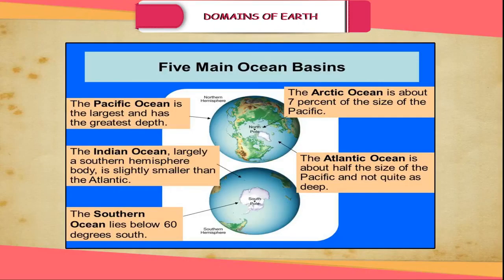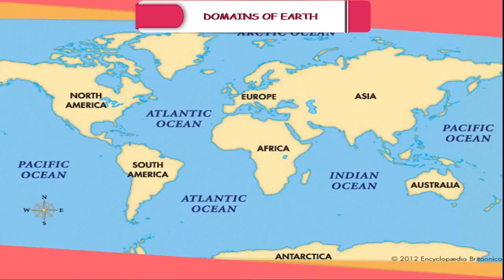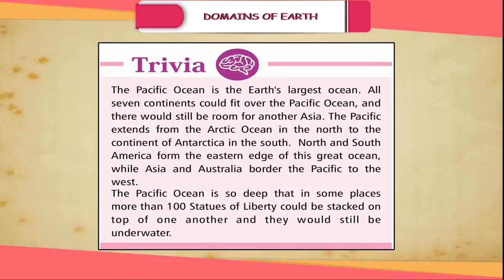The major part of the hydrosphere consists of 5 oceans: the Pacific Ocean, the Atlantic Ocean, the Indian Ocean, the Arctic Ocean, and the Southern Ocean in order of their size. Trivia. The Pacific Ocean is the Earth's largest ocean. All 7 continents could fit over the Pacific Ocean, and there would still be room for another Asia.